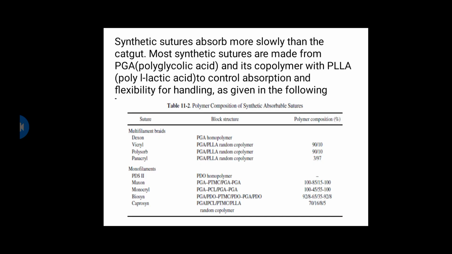Then the second category under suture is synthetic sutures, which absorb more slowly than catgut. Most synthetic sutures are made from PGA, that is polyglycolic acid, and copolymer with PLLA, poly-L-lactic acid, to control absorption. There are some examples of these synthetic sutures given in the table. In multifilament braids, Dexon, Vicryl, Polysorb and Panacryl. And in monofilaments, we have PDS II, Maxon, Monocryl, Biosyn and Caprosyn. The block structure and the polymer composition are given in the table.